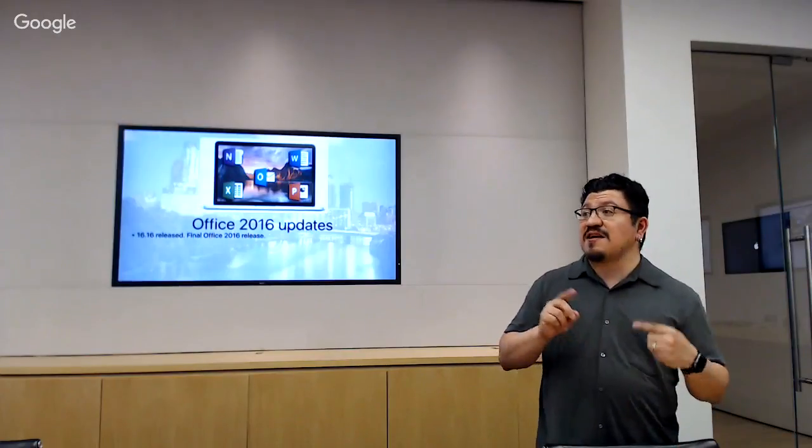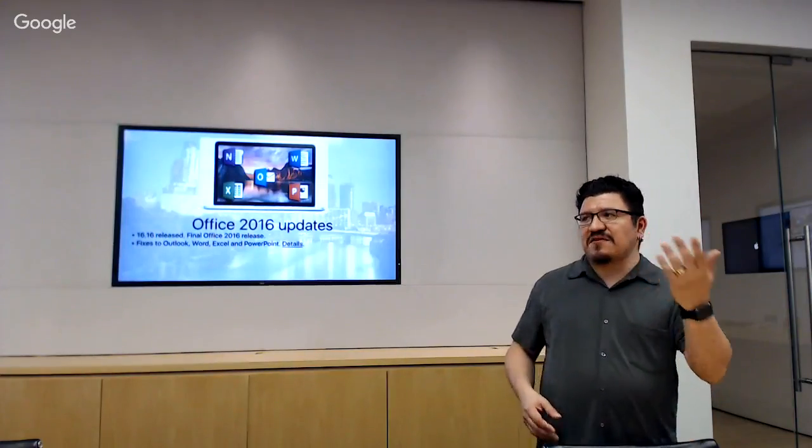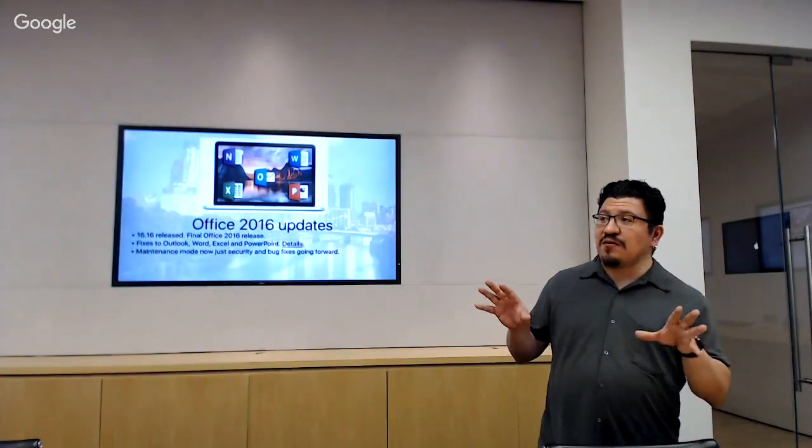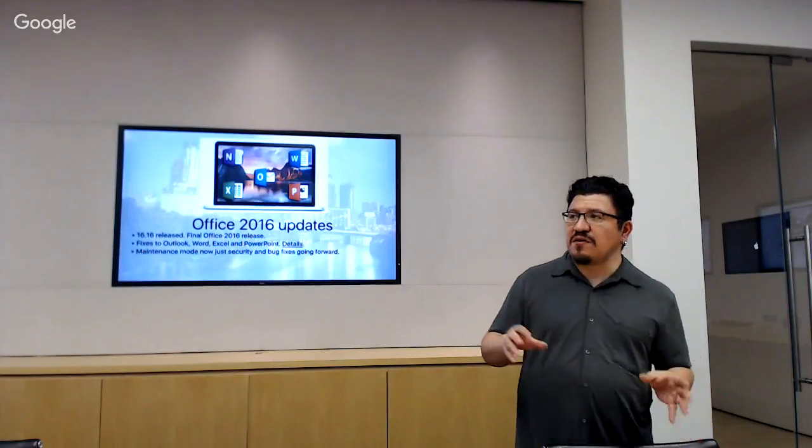So moving on to something a little more pleasant, Office 2016. So 16.16 was recently released, and this is officially the final Office 2016 release. As of next month, the 16.17 release is officially Office 2019. But in this release, obviously, it has fixes to Outlook, Word, PowerPoint, etc. It's now in maintenance mode. So going forward, there'll still be updates to Office 2016, but the version I don't think will iterate.